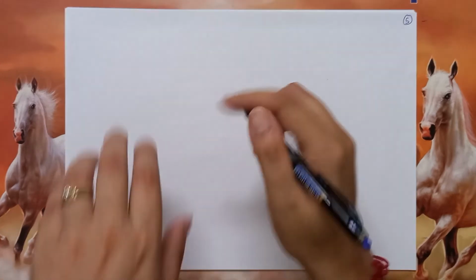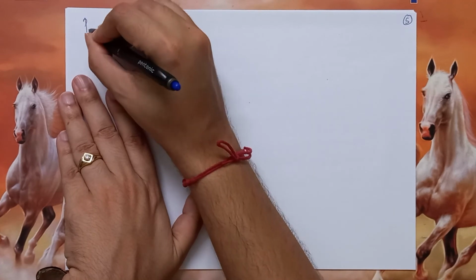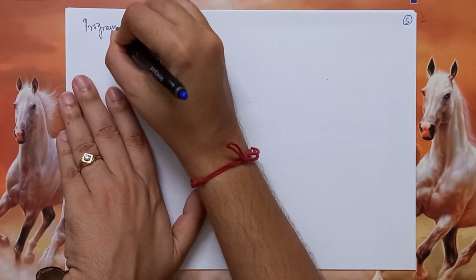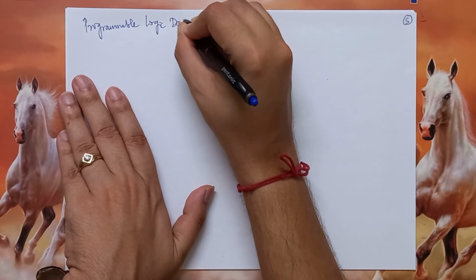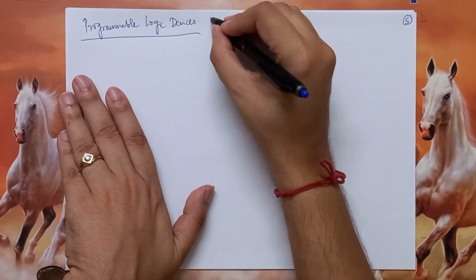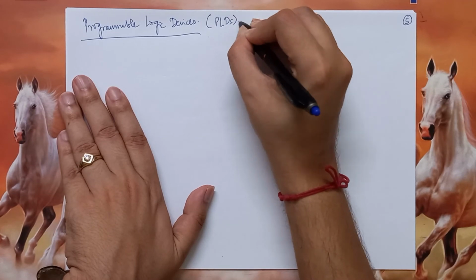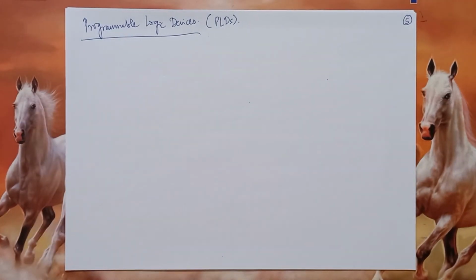Yes, and those devices are called programmable logic devices, or PLDs. They are called PLDs. These are kind of generic chips having a number of gates which can implement any circuit of your choice. Now that sounds very, very intriguing.